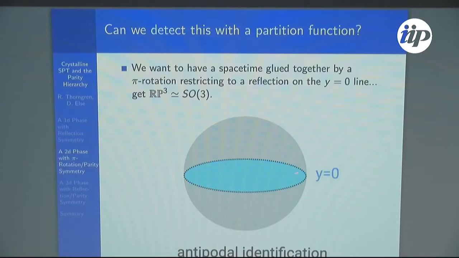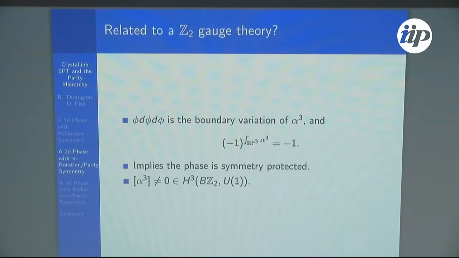There is a Mobius band sitting inside of it, and the partition function in the 3-dimensional theory can be restricted to the partition function just on this Mobius band. And so we see in the structure of the spaces themselves that we use as test manifolds the hierarchy of phases. Okay, so you can say this is a boundary variation of some alpha cubed. The phase is symmetry protected by the same arguments as before, just by checking the non-triviality of this class, which means you can integrate it on RP3 to see this.